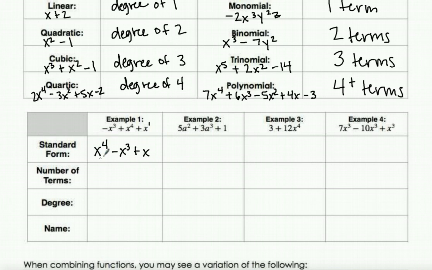On this one, we can see 3 distinct pieces. We've got our x to the fourth, our negative x cubed, and our positive x. So this has 3 terms. This polynomial has a degree of 4, and we know that because it's in standard form once we've rewritten it, and our highest exponent is 4. If we wanted to name this polynomial, we could call it a quartic because the degree is 4, trinomial because it has 3 terms.